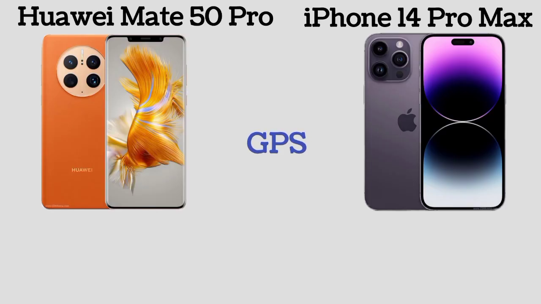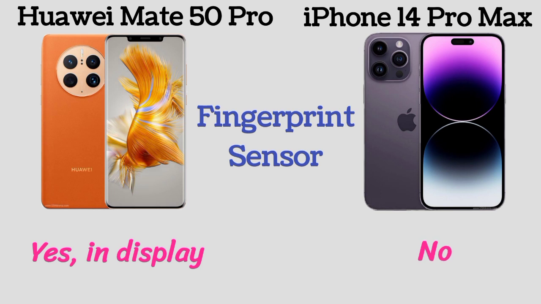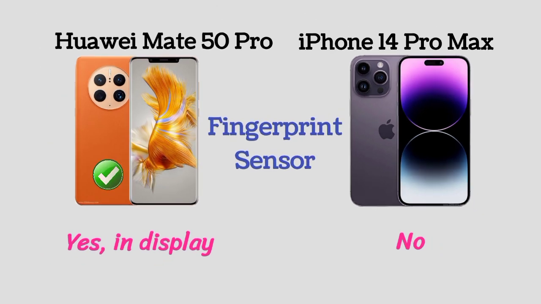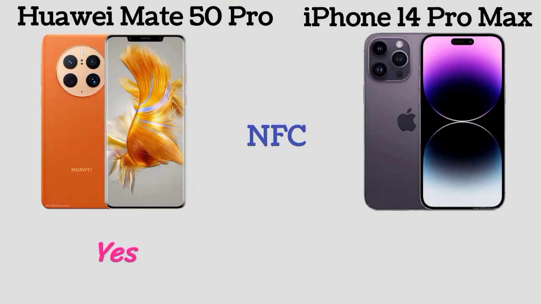Huawei Mate 50 Pro and iPhone 14 Pro Max, both phones have GPS. Huawei Mate 50 Pro has in-display fingerprint sensor but iPhone 14 Pro Max doesn't. Huawei Mate 50 Pro and iPhone 14 Pro Max, both phones have face unlock. Huawei Mate 50 Pro and iPhone 14 Pro Max, both phones have NFC.